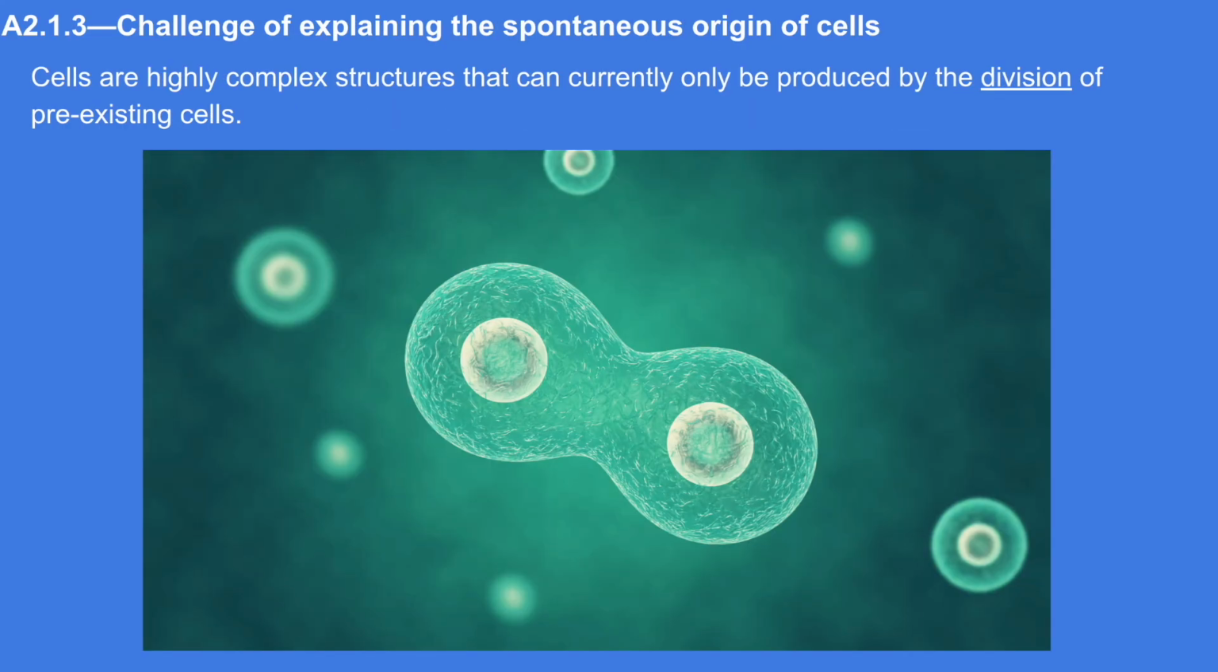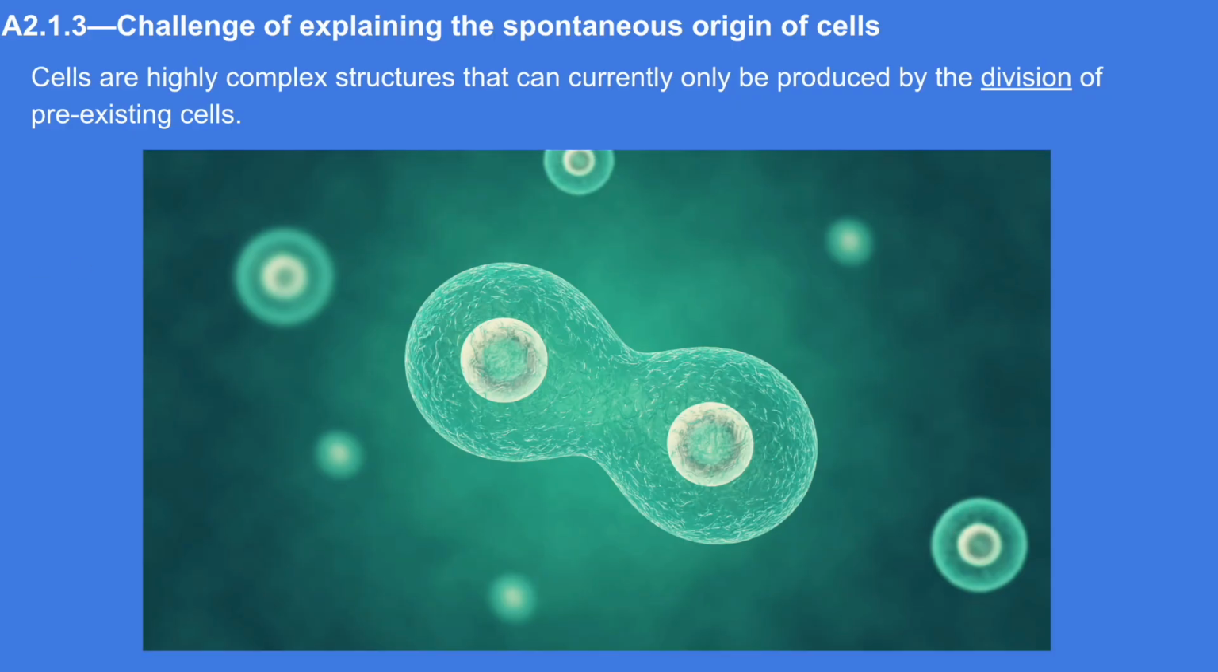Now, cells are highly complex structures. They can currently only be produced by the division of pre-existing cells. And here we see a cell where we've had replication of all the DNA in the nucleus, and this cell is about to divide and pinch off into two new daughter cells, each of which is identical to the parent cell that it started as.